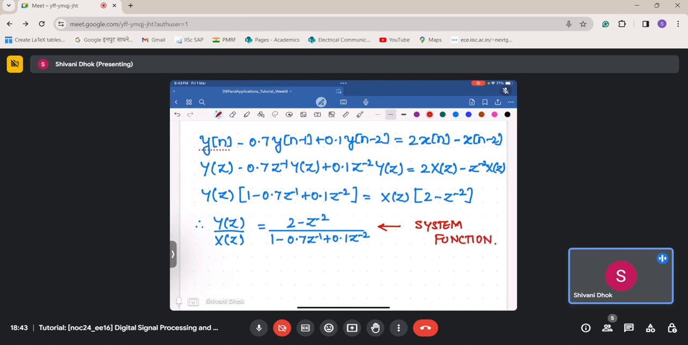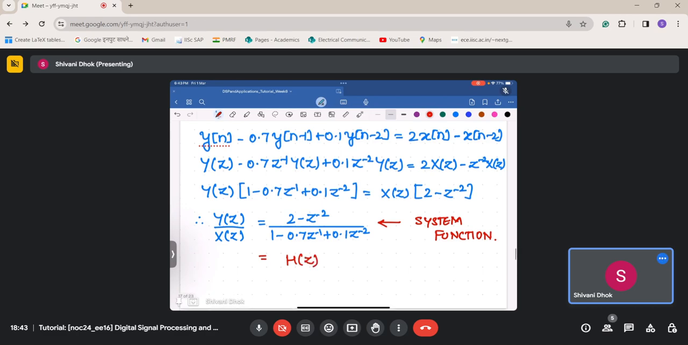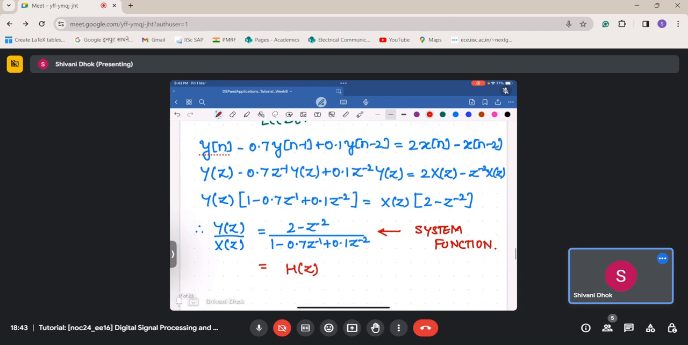Okay, so now we have our system function, and we define it as h of z. Any questions in finding the system function?